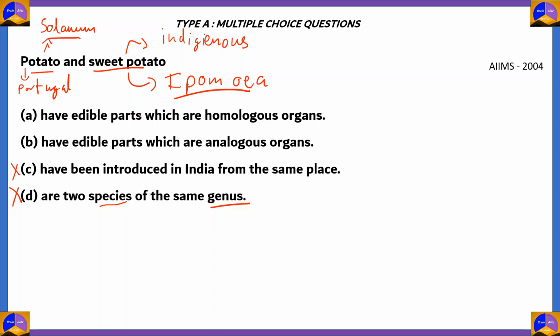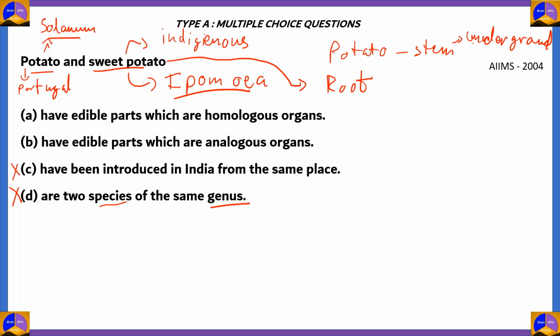Option A, have edible parts which are homologous organs. So the fact that potato and sweet potato are edible is very clear. But what part of the plant is potato and sweet potato? Potato is a stem which is underground, while sweet potato is actually a root.